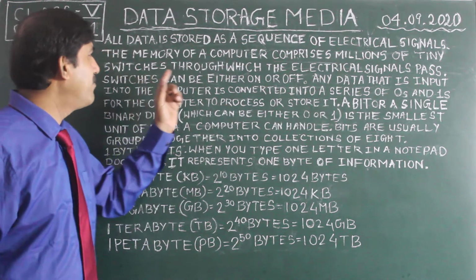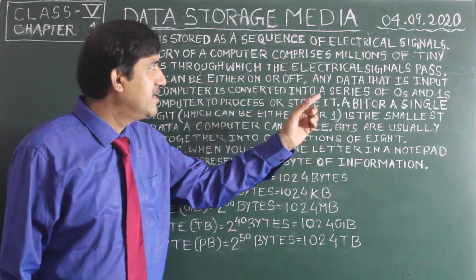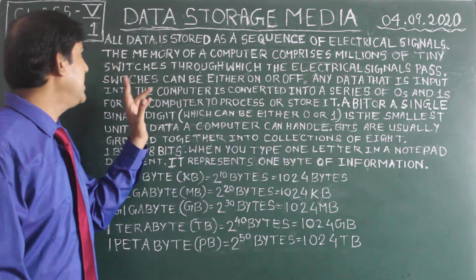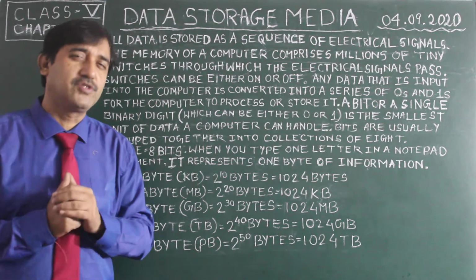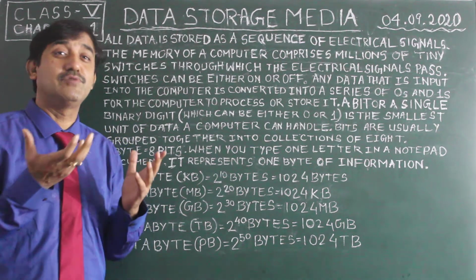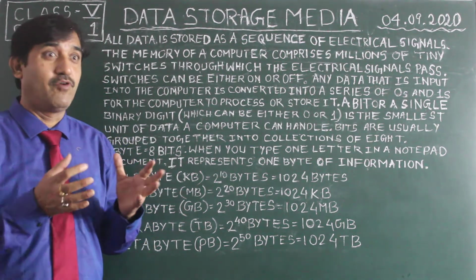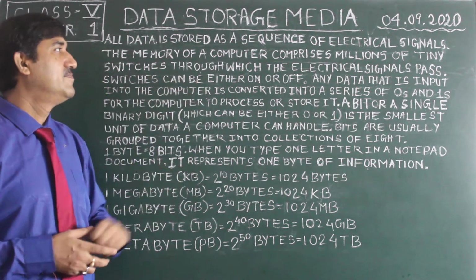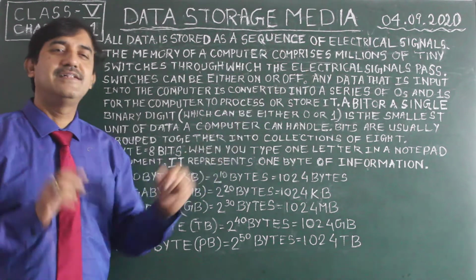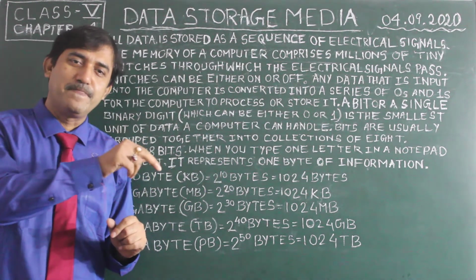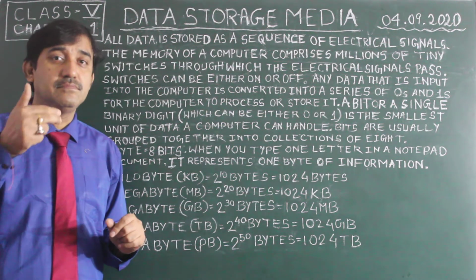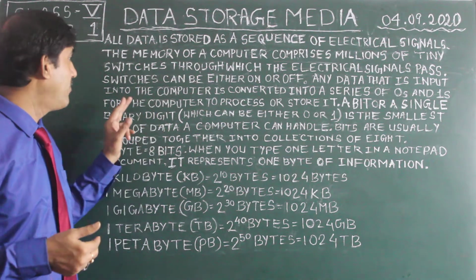For example, the memory of the computer comprises millions of tiny switches, small switches. See, now the switches come. Now you will be astonished why the switches are coming. Switches through which the electrical signals pass. So the switches are there, and from the switches the signals will pass, and what will happen?